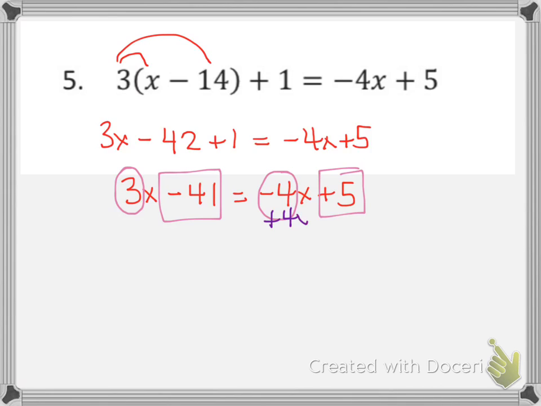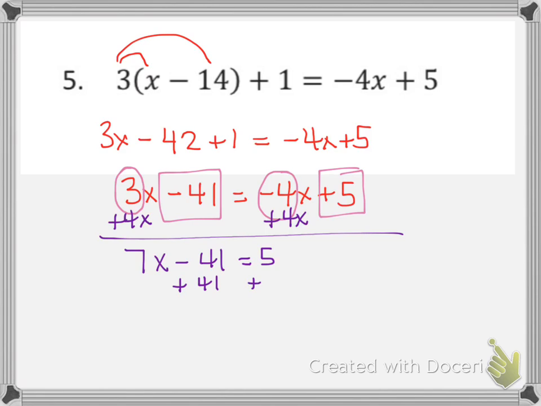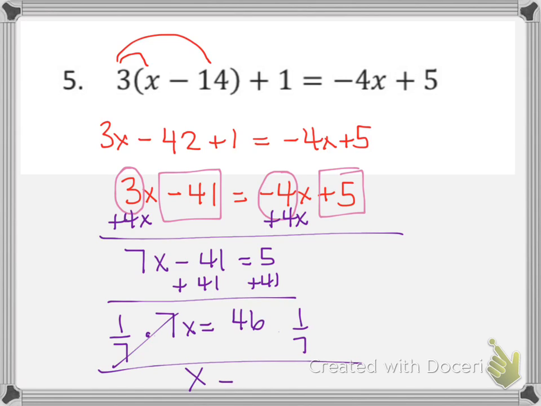Add 4x, get my variables all on the same side. That gives me 7x minus 41 is equal to 5. Add 41, and we get 7x equals 46. And then multiply by the reciprocal, and that leaves us x equals 46/7 is my answer. That's the one value of x that will make that equation true, and we recognized that right away because our coefficients were different and our constants were different.